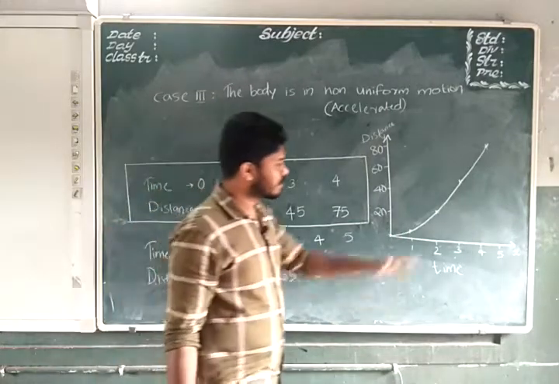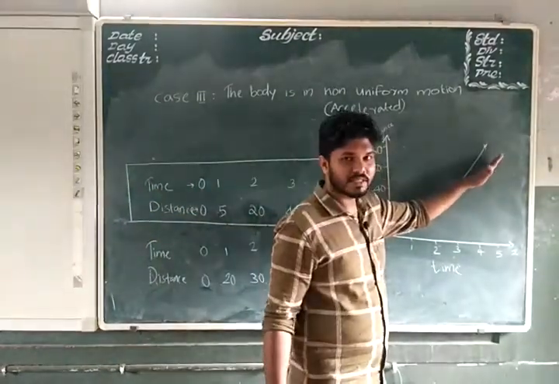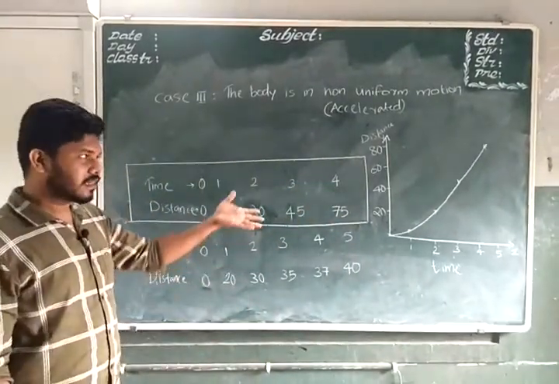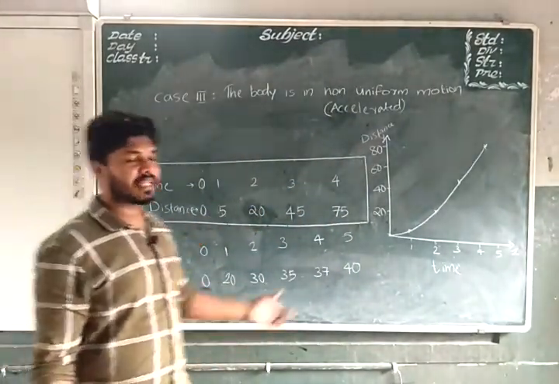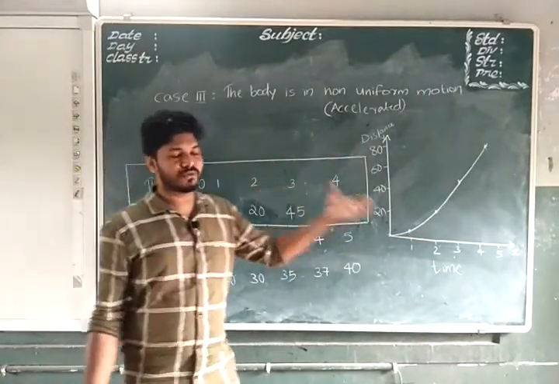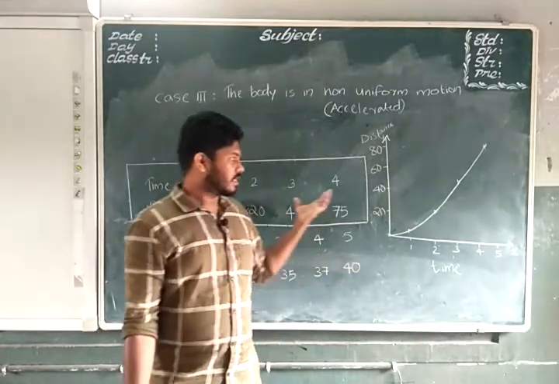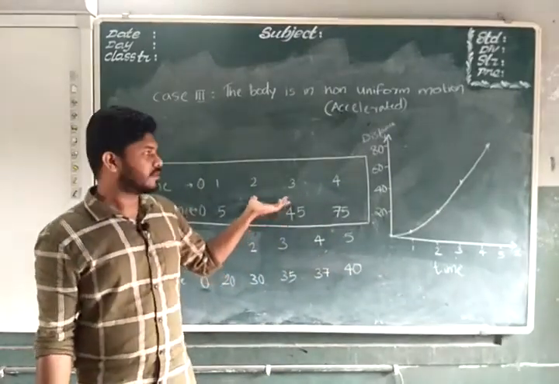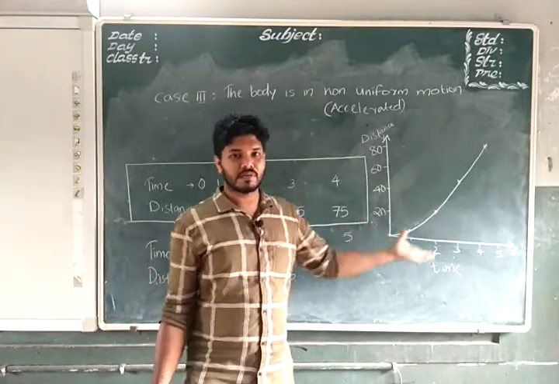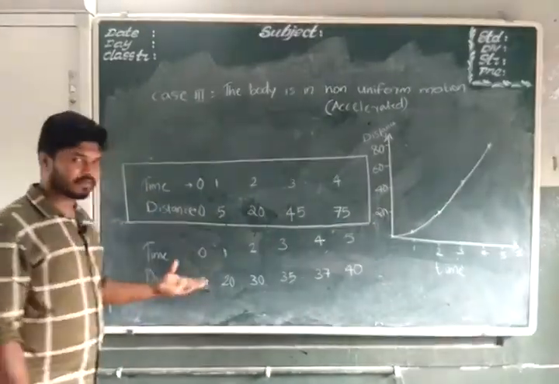In the case of uniform motion, we got a straight line, but in the case of non-uniform motion, see, the line is a curved one. So we get an irregular curve for non-uniform motion. That is the conclusion we got from this. That is, when we consider the data of a non-uniform motion and plot it in a graph, we get an irregular curve. Now another set of data.